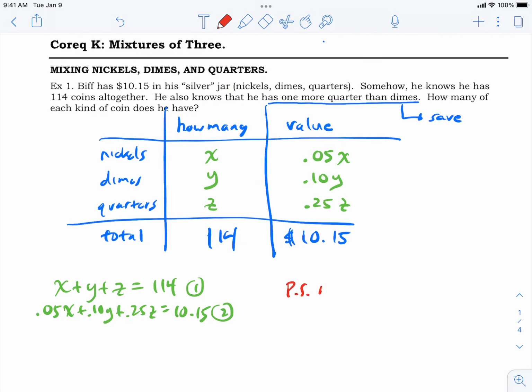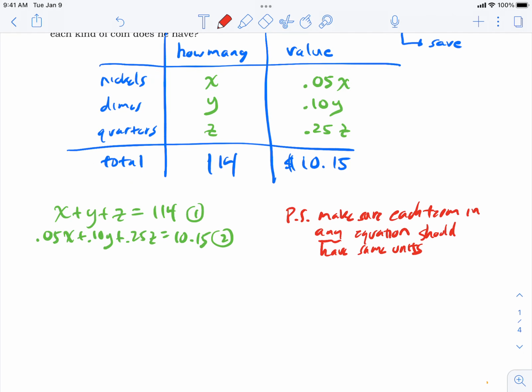P.S. Make sure each term in an equation, and I mean any equation, any kind of word problem especially, you want to make sure you're paying attention to units. Each term in any equation should have the same units. Why am I saying this? Because one of the most common mistakes I'll see is somebody write an equation. They're saying, I need an equation. What can I do? What can I do? I'll do this. Can you see why that's a bad equation? That's a very bad equation.